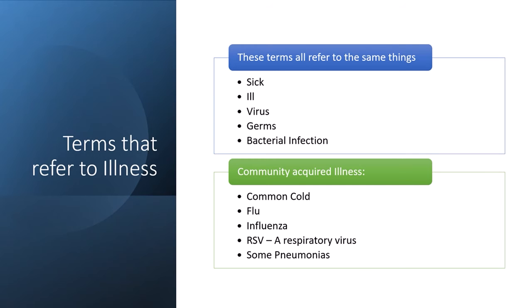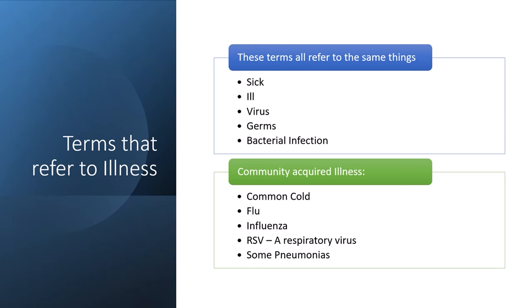All right. So these are terms that we use to refer to illness. It's important to keep in mind that there are many terms people use to refer to illness, and those can be used interchangeably. So the same chain of infection will apply to all of these terms. So sick, ill, viruses, germs, bacterial infection, those are all terms that people use, and they can refer to illnesses in the same way.